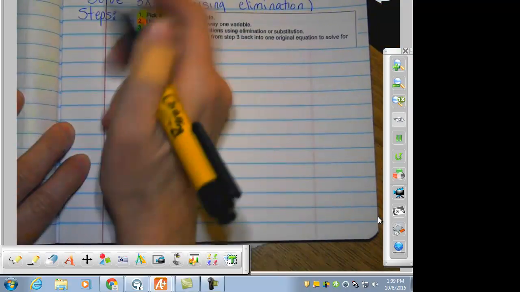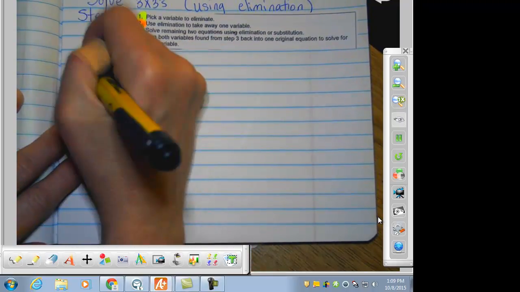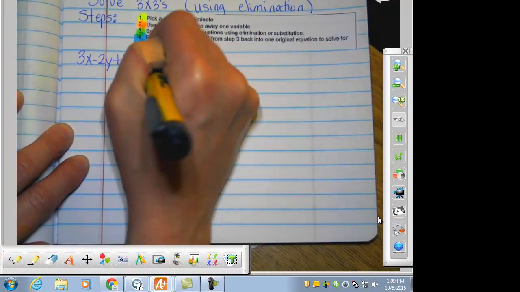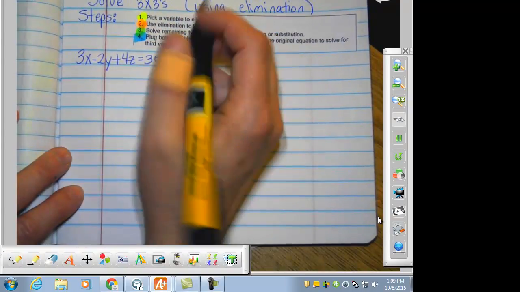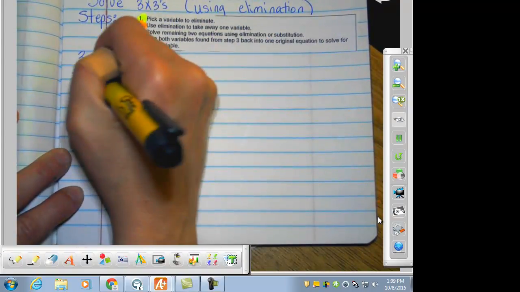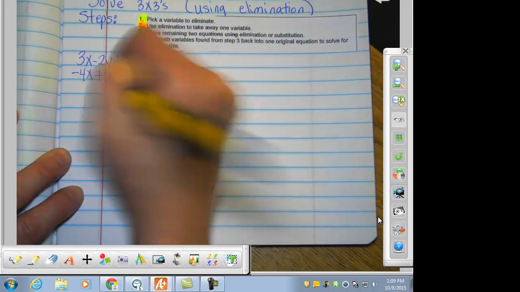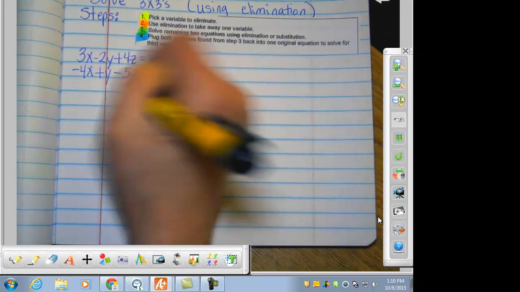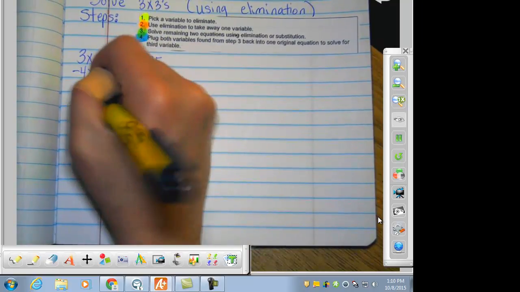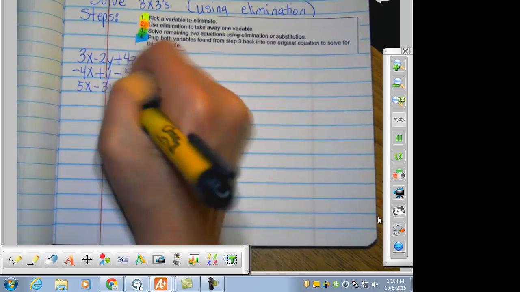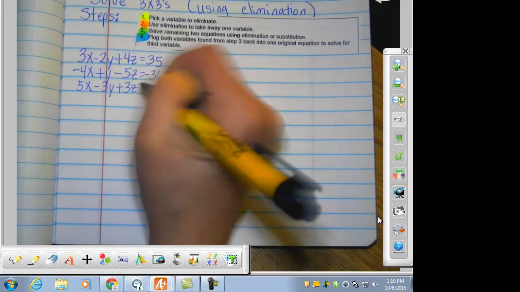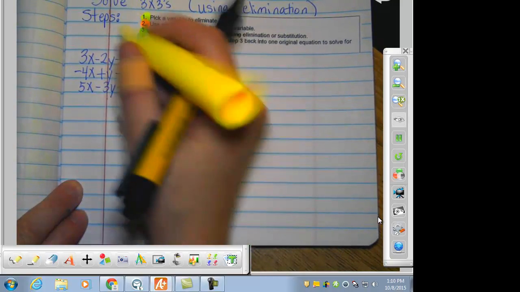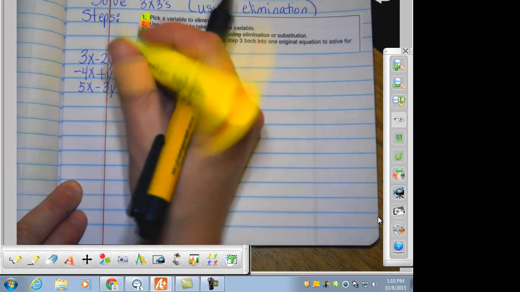Okay, I'm going to look at the equations 3x minus 2y plus 4z equals 35. Negative 4x plus y minus 5z equals negative 36. 5x minus 3y plus 3z equals 31. So I'm going to pick a variable to eliminate. In this case, I'm going to pick the y's.